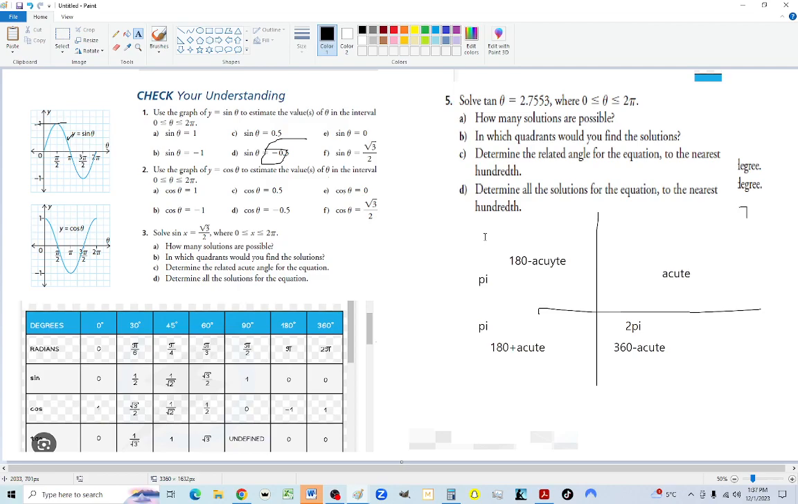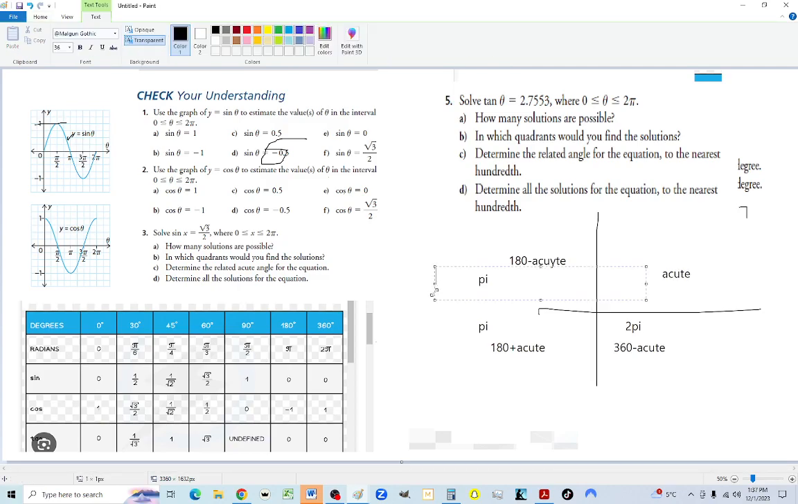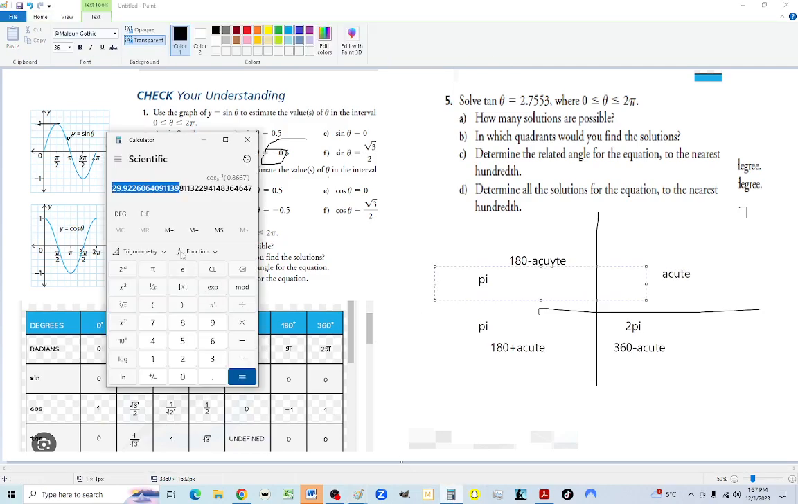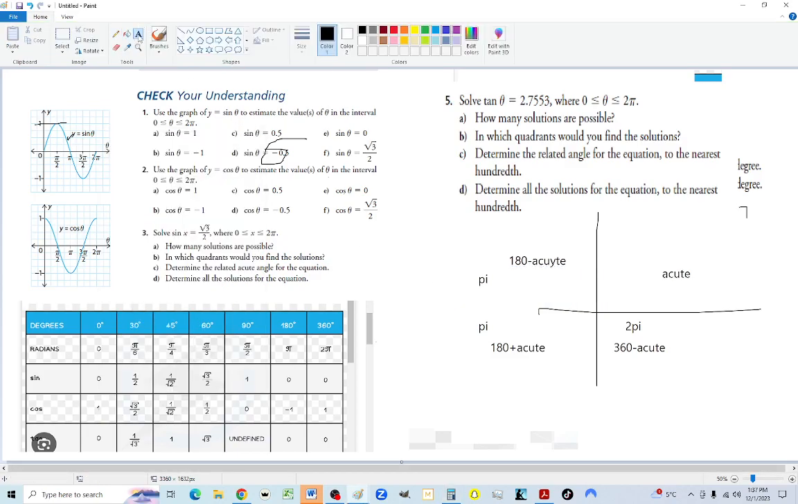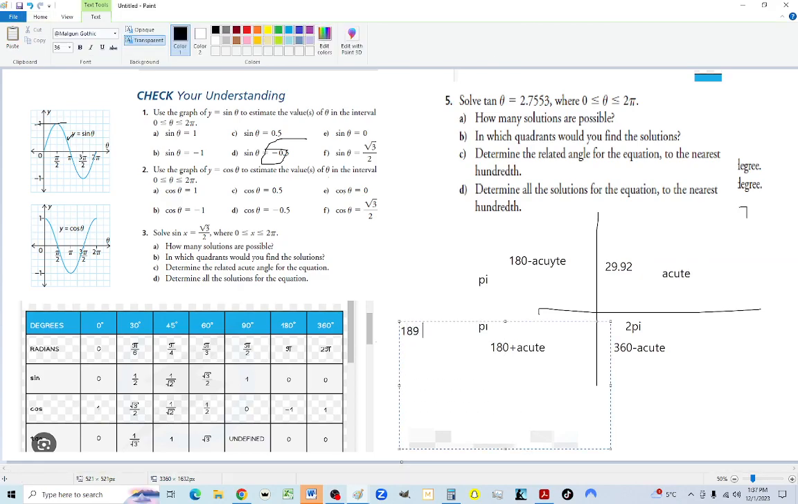Determine the solution for the equation to the nearest hundredth. Okay, so we did have to keep the decimals. The real answer is this is one angle where tan is positive, and the other one is 180 plus that, which is 209.92 degrees. So those are the actual answers. We knew what they wanted when we saw to the nearest hundredth, which is 2 decimals.